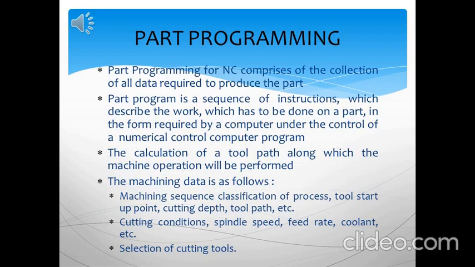Part programming. Part programming for NC comprises the collection of all data required to produce the part. A part program is a complete set of coded instructions which describe the work which has to be done on a part, in the form required by a computer under the control of a numerical control computer program. It includes the calculation of the tool path along which the machine operations will be performed.